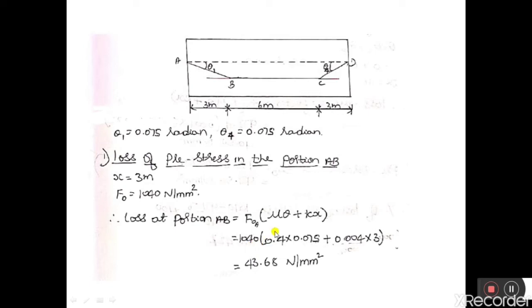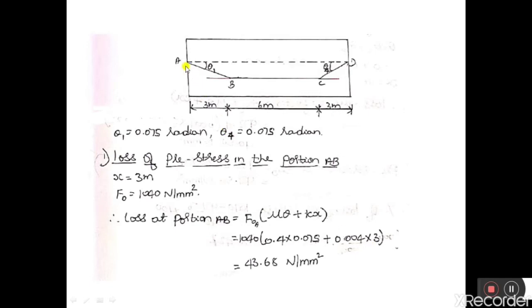1040 into mu, which is given as 0.4, times theta. The angle between A and B is theta 1 and theta 2. Theta 2 is 0 and theta 1 is 0.075. Therefore theta 1 plus theta 2 is equal to 0.075. So theta is 0.075, plus K is 0.004 per meter, given in the question, and X is equal to L, because the cable has been pulled from one end.